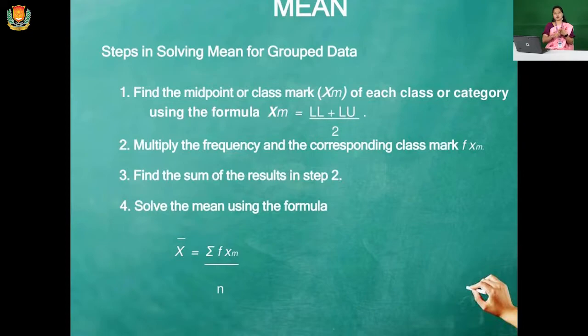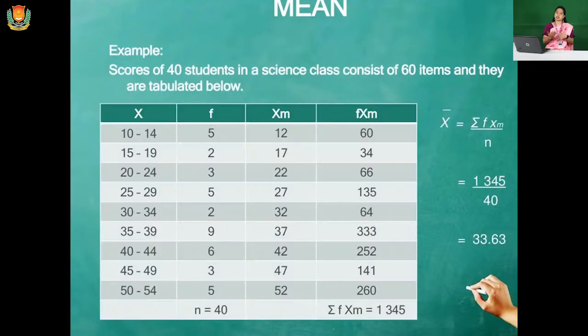Then you multiply it by the frequency, and you get the sum of it, and after that you get the sum of frequency and of the midpoints you have multiplied. At that time you get the summation of fm, and that total will be divided by again the number of observations, the total number of frequencies, or the sum of frequency. Okay, so by that we will calculate the grouped mean.